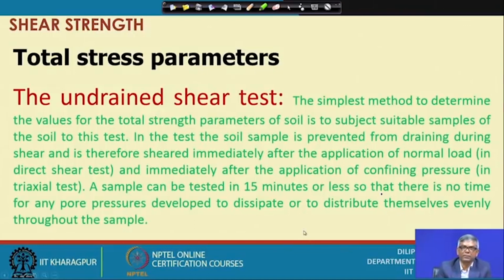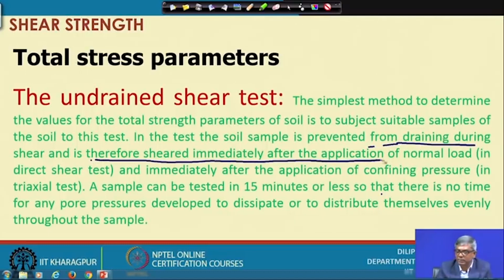And then the total stress parameters, the undrained shear test parameters. The undrained shear test parameters can be obtained in a very simple way: you apply your confining pressure, that means cell pressure, and test immediately, and that test will give you the undrained test. That means we are not allowing any draining; consolidation is not allowed during shear. So, the sample is prevented from draining during shear. That is why it is called an undrained test.